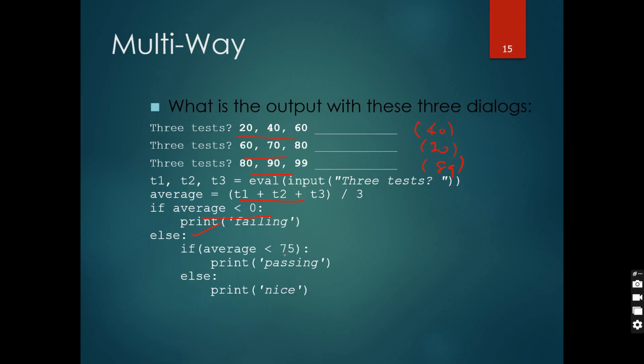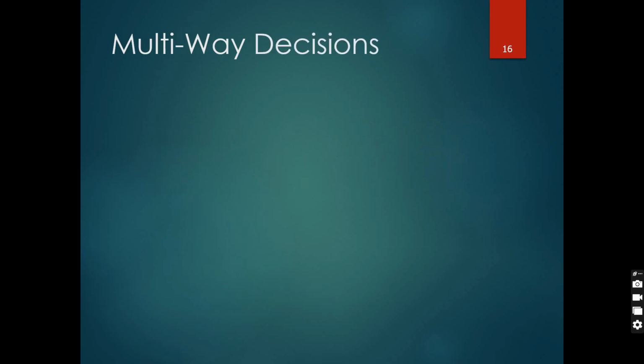If 40, is it less than 75? Yes, the condition is true. So the first output will be passing. Okay. And second is 70, is it less than 75? For the second condition, yes. So again here also passing. And for the third case, 89 cannot be less than 0, and is 89 less than 75? No, so it is not less than 75. It's greater than 75. So the third output will be a nice. So like this, we can get the output of the three. So this is a multi-way decision where we have more than one condition to check. Okay, so we are making use of the if else condition here.